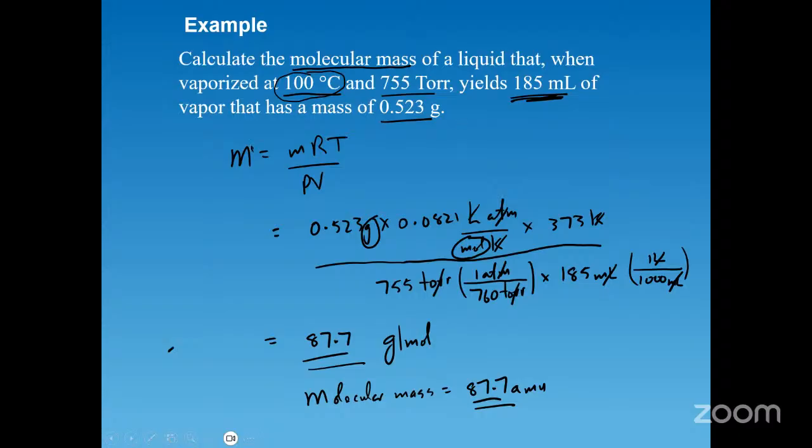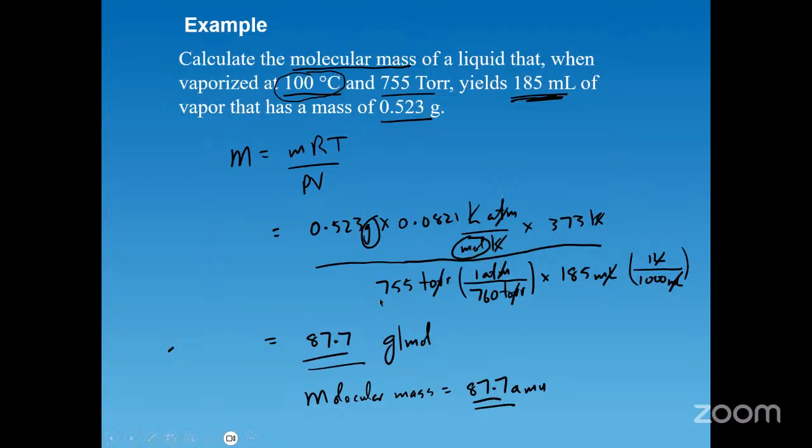So you're using the same formula. The mass units are the same, so we put 0.523 grams here, multiplied by R, which is again 0.0821 liters atmospheres per mole Kelvin, multiplied by the temperature. They gave you the temperature in Celsius, so you have to convert that temperature to Kelvin. How do you convert from Celsius to Kelvin? You add 273. So 273 plus 100 degrees gives you 373 Kelvin, right?